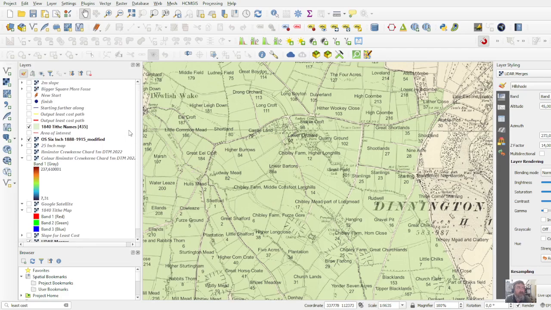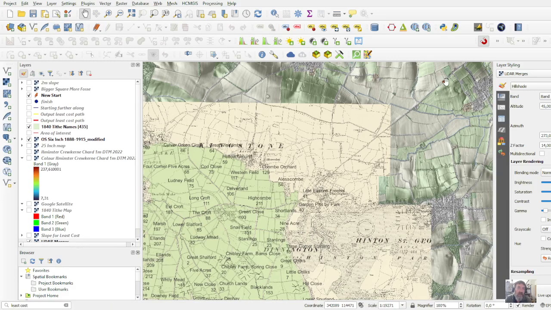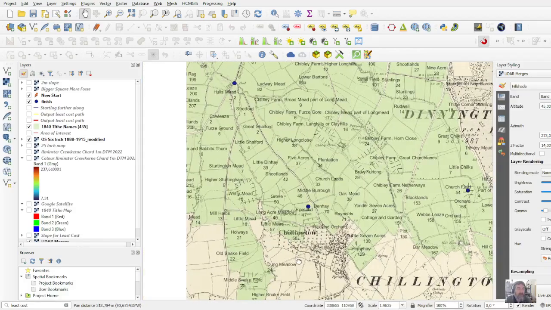But what it does allow you to do is, I'll put the start point up here. Is it going to appear? Yeah, there it is up there. So there it is on the Foss Way. And you can give it some finish points. So take me to these places.